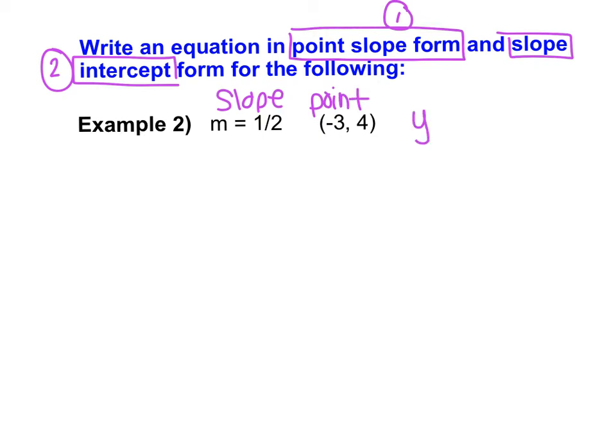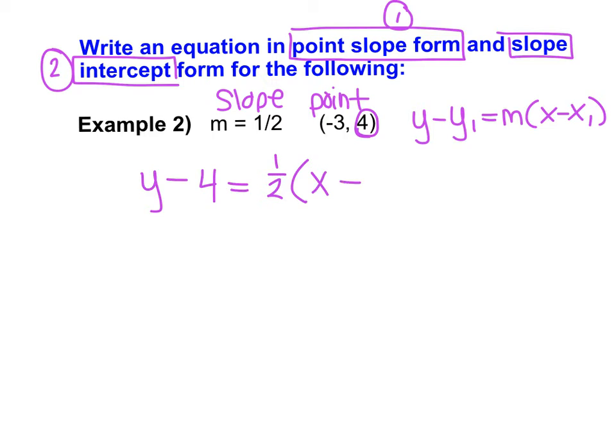So remember, point-slope form is y minus your y-coordinate is equal to your slope times x minus your x-coordinate in parentheses. So let's go ahead and take our situation and write it into point-slope form. So we have y minus our y-coordinate here of 4 is equal to our slope of 1/2 times x minus our x-coordinate here of -3. And there is our point-slope form. Now, we should practice cleaning this up a little bit, utilizing keep, change, change to get rid of double negatives. So here we have y minus 4 is equal to 1/2 x plus 3.